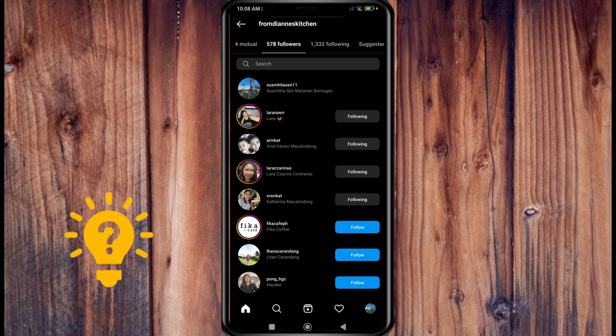So that's how they categorize it. There's no way to find out who they recently followed or who their recent followers are.